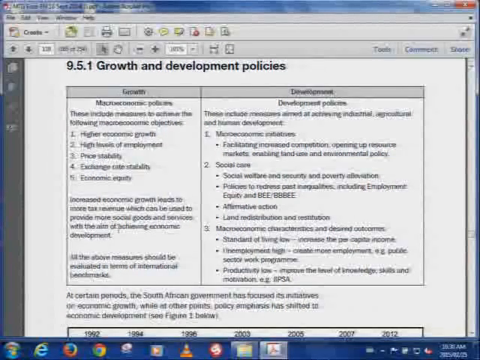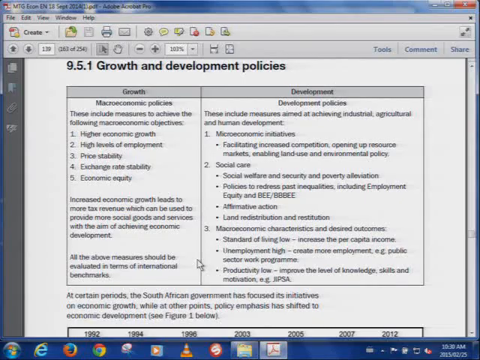Increased economic growth rates will lead to more tax revenue for the government, which can be used to provide more goods and services for the citizens of a country. All the above measures should be evaluated in terms of the international benchmark. We'll look at that later.